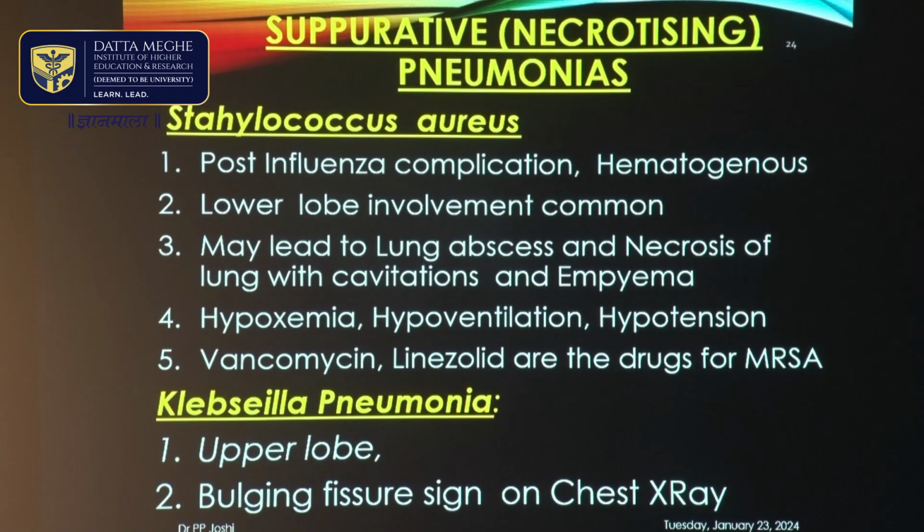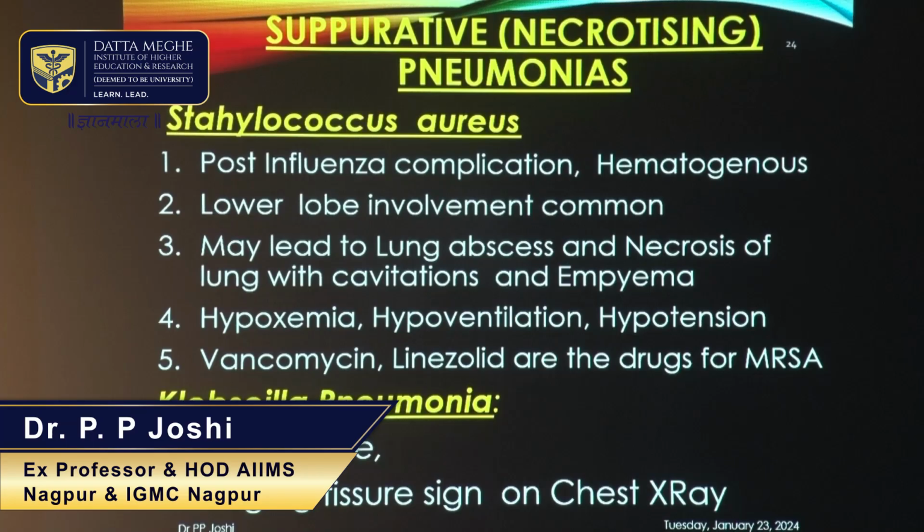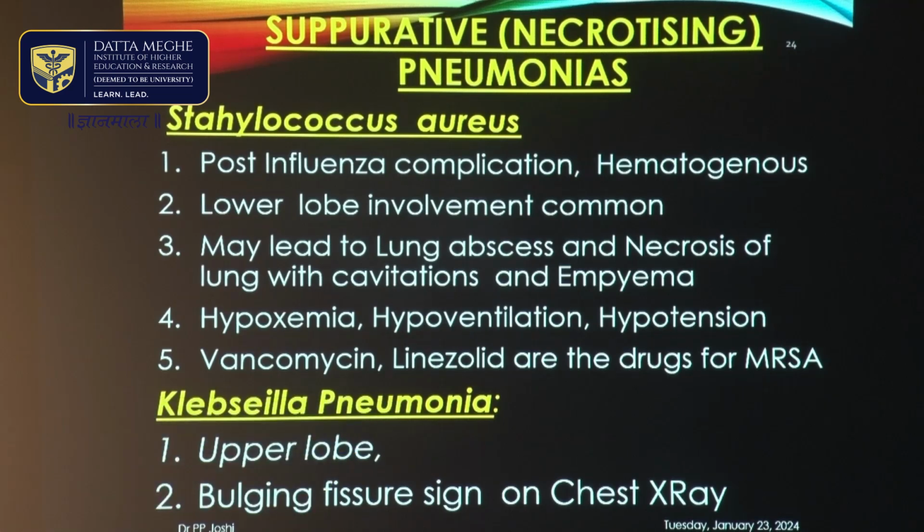Basically, patients who have suppurative or necrotizing pneumonias caused by Staphylococcus, which involves the lower lobes, can develop lung abscess formation or subsequently bronchiectasis, and cavitations and empyema, which is pus in the pleural space, as complications of this condition. Hypoxia, hypoventilation and hypotension can also occur because spread can occur through the lungs and cause septicemia, and that can lead to septicemic shock.